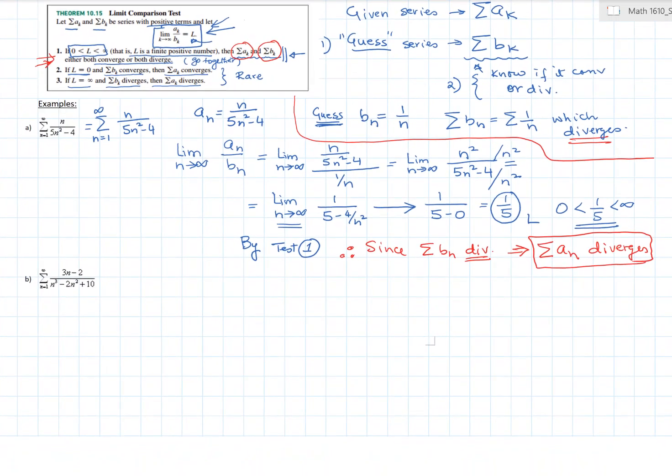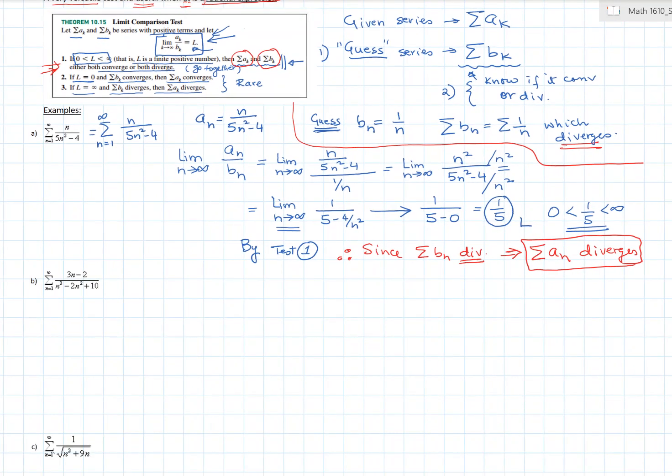Now somebody might be tempted to think that if I had chosen some other b_n, then I might have gotten a different result, but that's not true. This is the only b_n which comes to a correct conclusion. You can try, but it won't work.